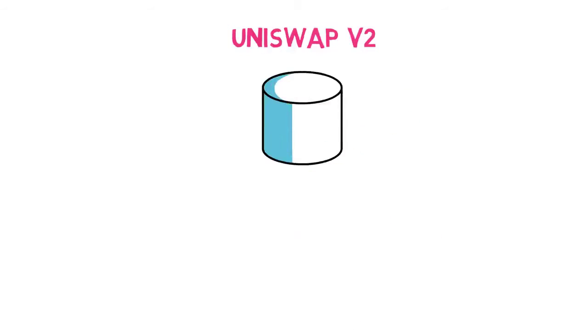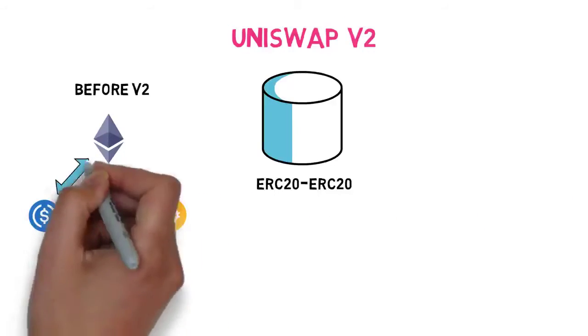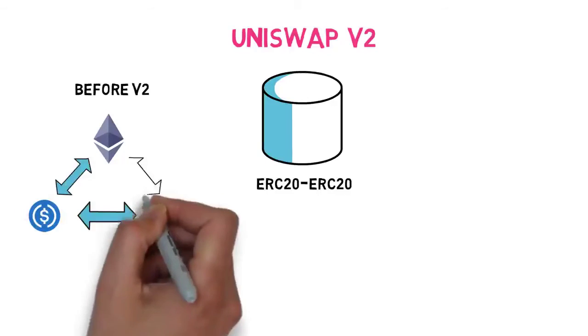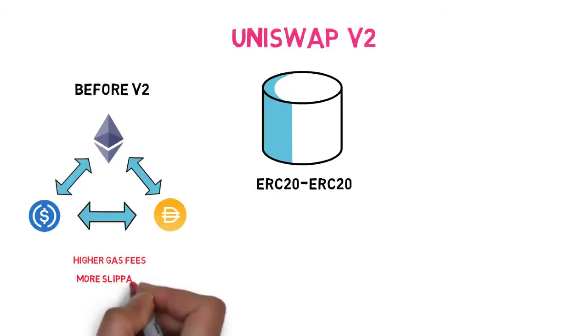In May 2020, Uniswap launched a second version of the protocol called Uniswap v2. The main feature was the addition of the ERC20 liquidity pools. Before v2, each liquidity pool had to consist of ETH as one of the currencies, so for example, to trade from USDC to DAI, the user would have to trade their USDC for ETH and ETH for DAI, which usually resulted in higher gas fees and more slippage.